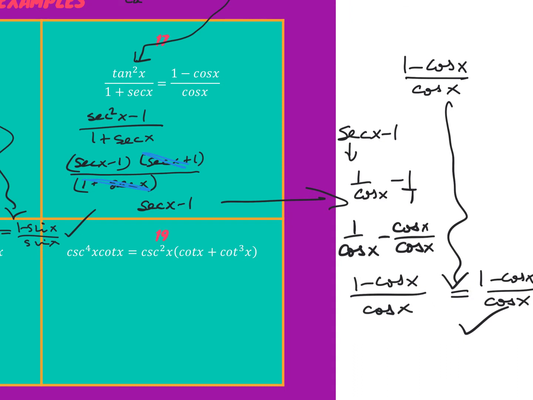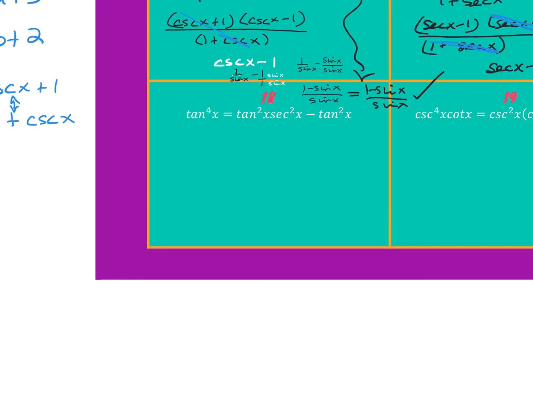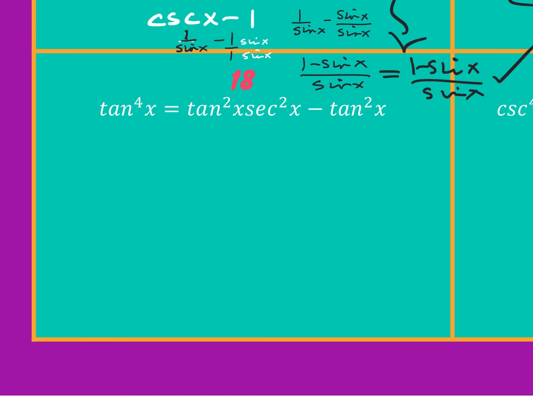Next one, it's sort of like what we did in 7.1. I'm going to factor out a greatest common factor. Pretty good on 17. Let's go to 18. So I'm going to simplify the right side. I'm going to factor out a greatest common factor of tangent squared x. So that's my GCF.